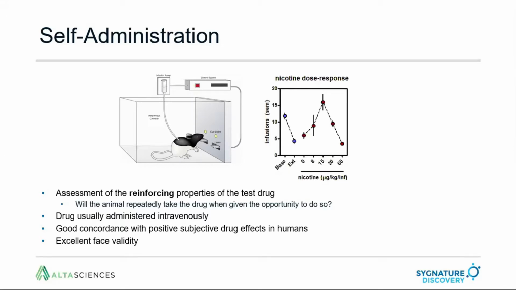It's an assay which has good concordance with positive subjective drug effects in humans, and we've been able to assess that by looking at over 100 molecules which have been tested in both of those assays. And it also, of course, has excellent face validity. This is an animal that is choosing to self-administer the drug of its own free will, in the same way that we think about humans choosing to take the drug of their own will. Next slide, please.